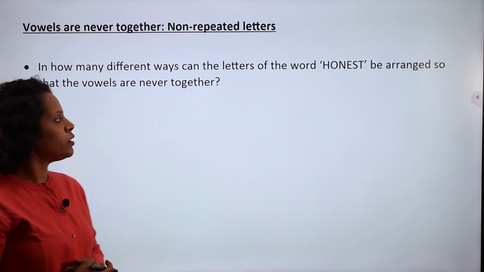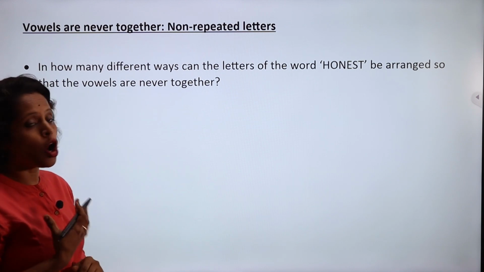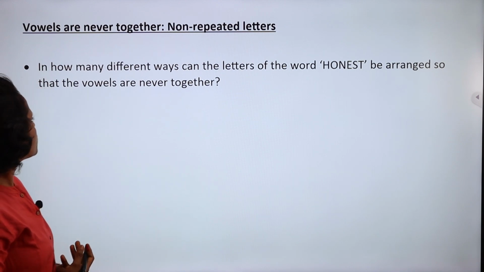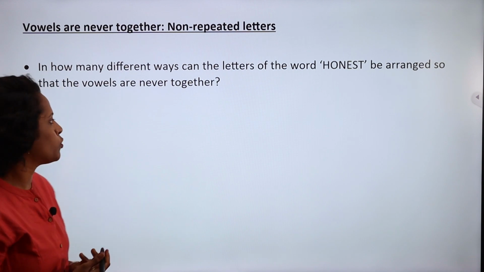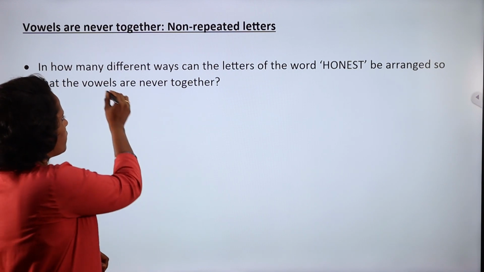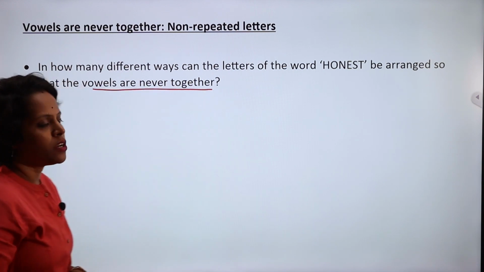In how many different ways can the letters of the word HONEST be arranged so that the vowels are never together? Our keywords, vowels are never together. Step 1.